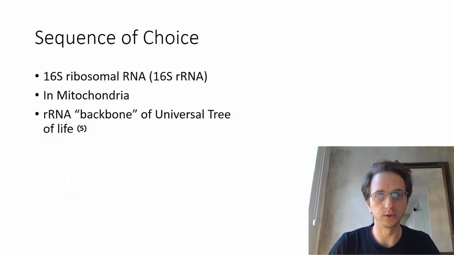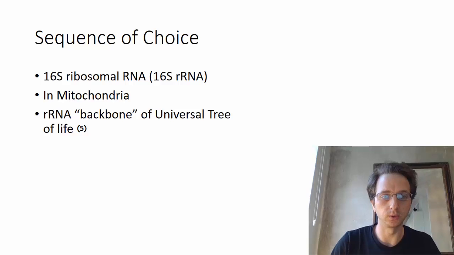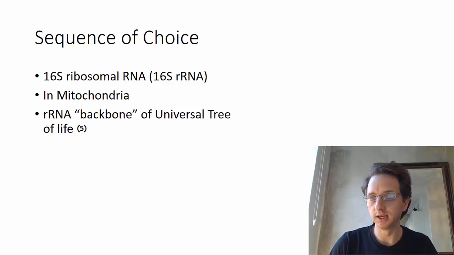The gene that I chose to use as the comparison point is the 16S ribosomal RNA, which is found in the mitochondria in cells. And the ribosomal RNA has been termed the backbone of a universal tree of life. The reason for that is that it is a very conservative gene that is shared among all species, all eukaryotes.